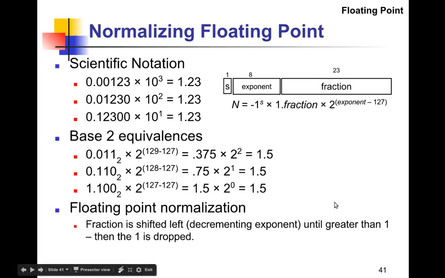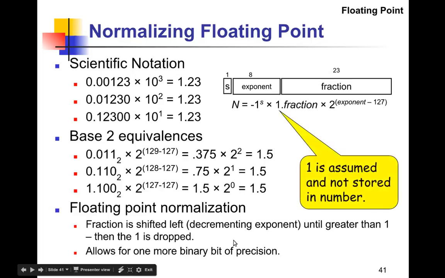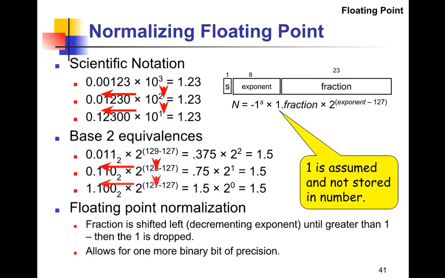So you take your number. Let's look at an example probably. Dropping the 1, not writing it, allows for one more bit of precision. So the 1 is assumed and not stored. And when you go down, it goes left, and when you go down, it goes left.